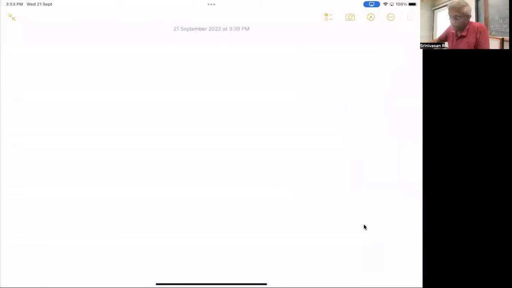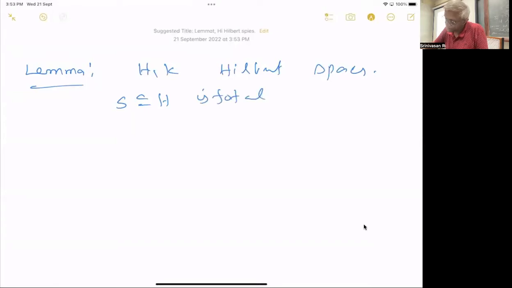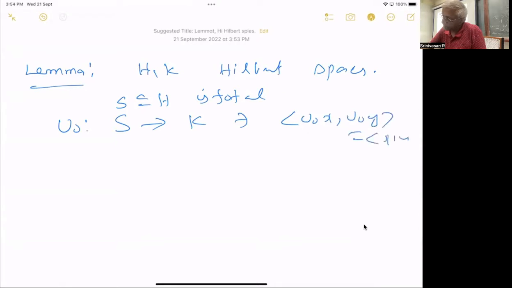Okay, so we have proved the following lemma. Lemma. H, K Hilbert spaces. S contained in H is total. U naught from S to K such that the inner product of U naught X, U naught Y equals the inner product of X, Y for all X, Y in S.